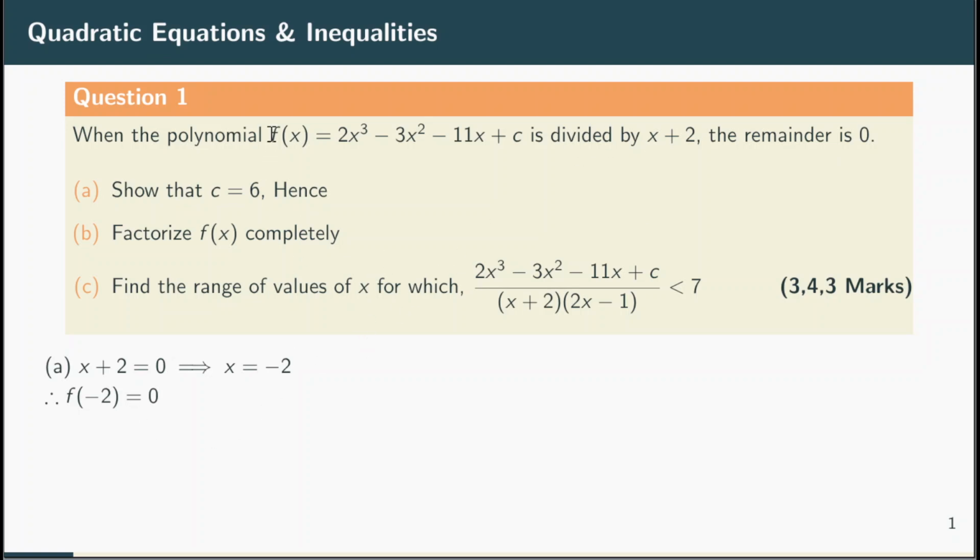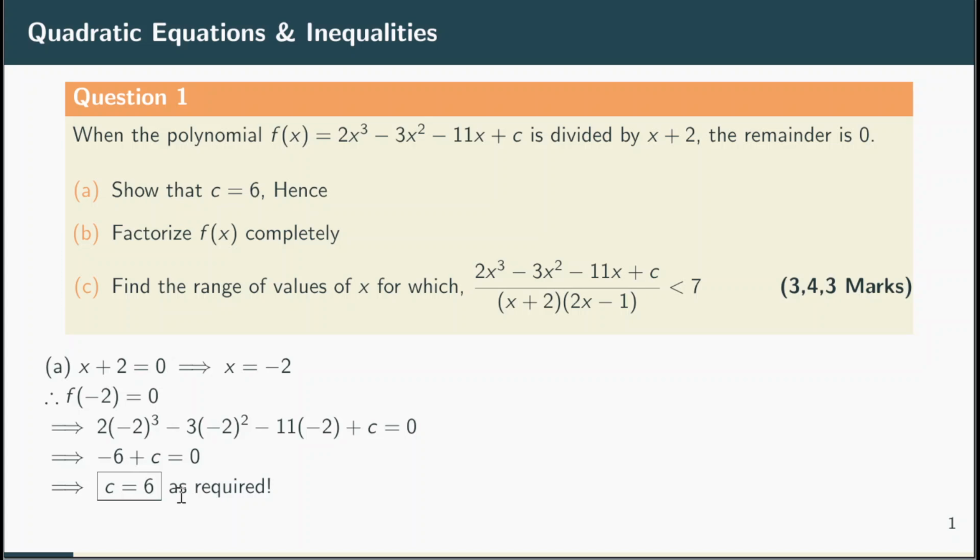So I'll go back to this expression and substitute negative 2 everywhere I see x, evaluate and solve for the value of c. So I'll be having 2 into negative 2, all that cubed, minus 3 into negative 2, all that squared, minus 11 into negative 2, plus c is equal to 0. Now, using my calculator and evaluating all of these values, I'll be having negative 6 plus c equals 0. Then adding 6 to both sides, I get the value of c as 6. So here I have c as 6 as required.